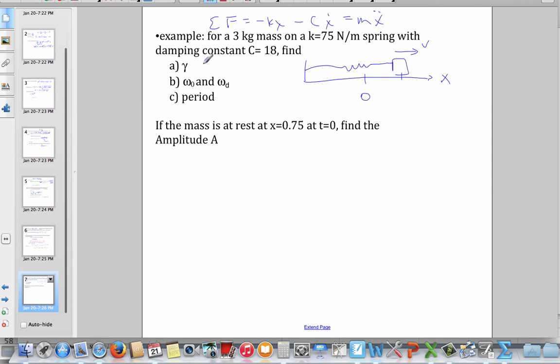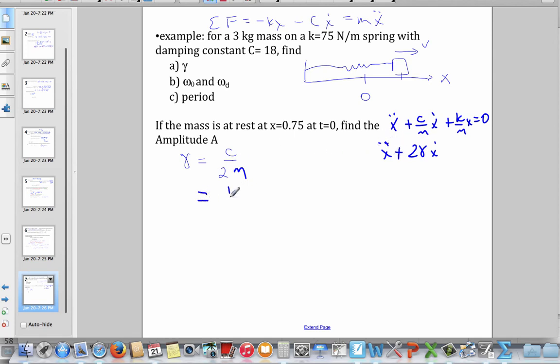Okay, so just to start to understand what these terms mean, a very simple example. First, let's find the gamma constant. That was defined as c over 2m. That emerged, remember, when we took this equation and we first divided through by mass, and then we made a couple of substitutions. The first was we let gamma be c over 2m, and then that made this into 2 gamma x double dot.